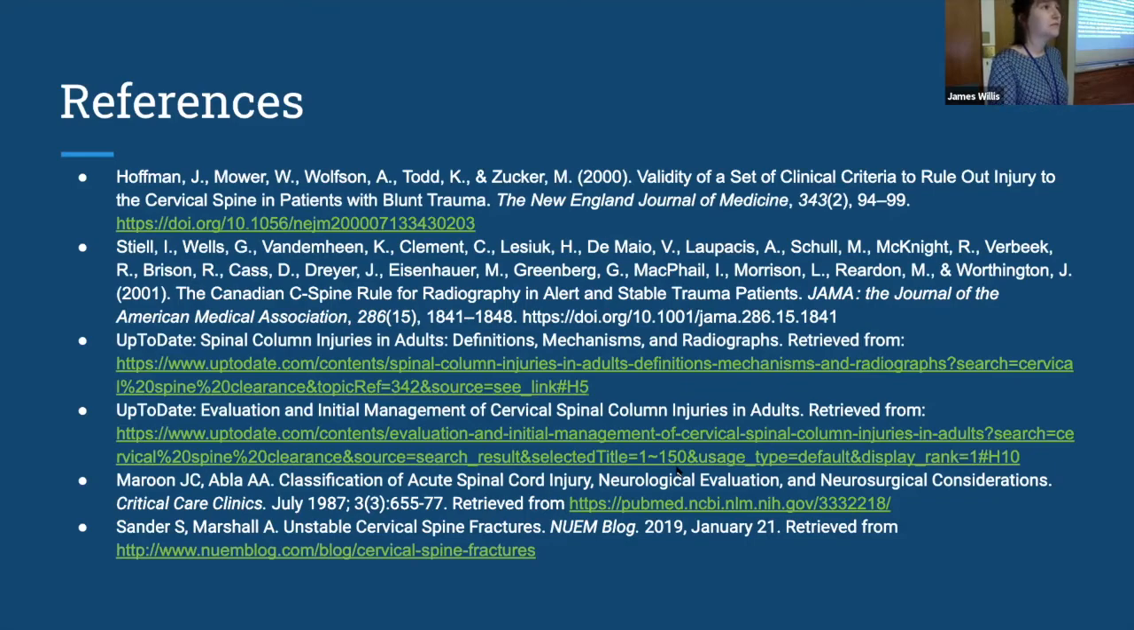I agree. I kind of combined them. Actually, I looked at the Nexus criteria yesterday on MD Calc, and it was interesting. It was pretty cool. They had a whole interview with Jerry Hoffman about Nexus. That's something to check out.